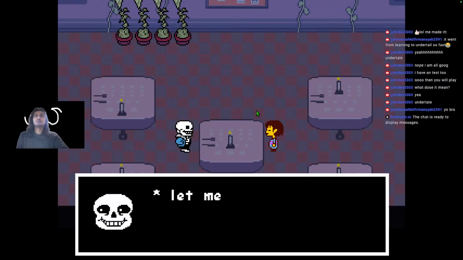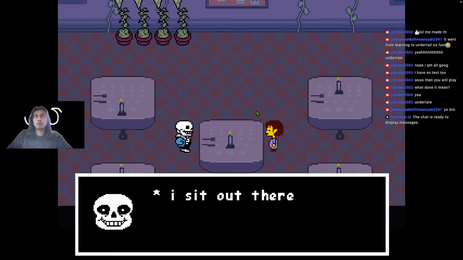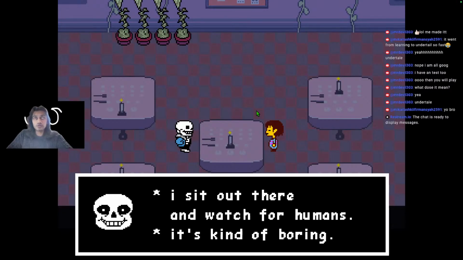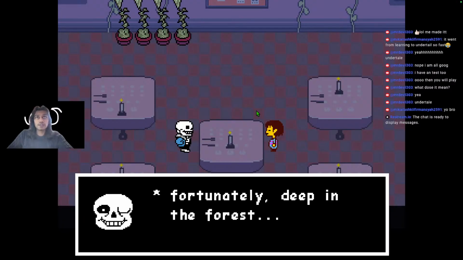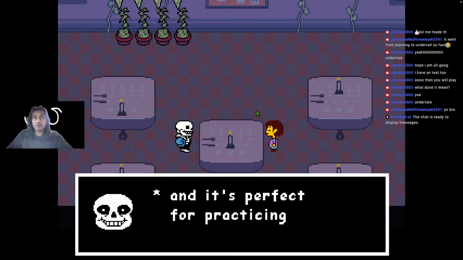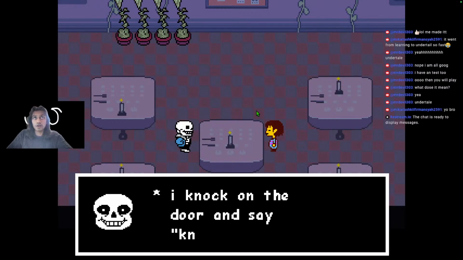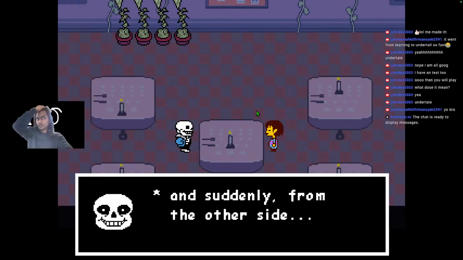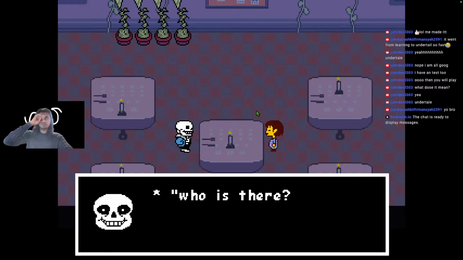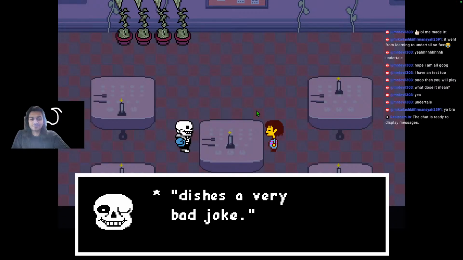Respect. Hey, let me tell you a story. So I'm a sentry in the Snowdin forest, right? I sit out there and watch for humans. It's kind of boring. Fortunately, deep in the forest, there's this huge locked door, and it's perfect for practicing knock-knock jokes. So one day, I'm knocking like usual. I knock on the door and say knock knock, and suddenly from the other side, I hear a woman's voice. Who's there? So naturally, I respond, dishes. Dishes who?